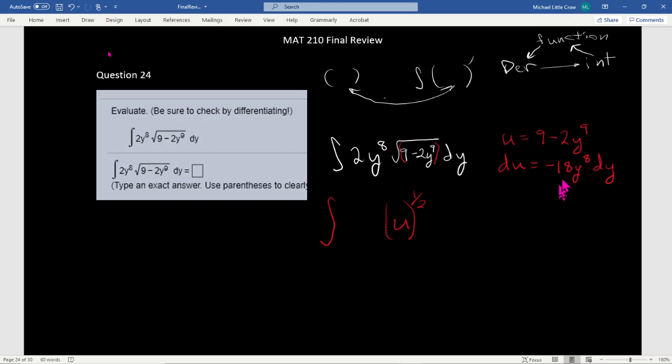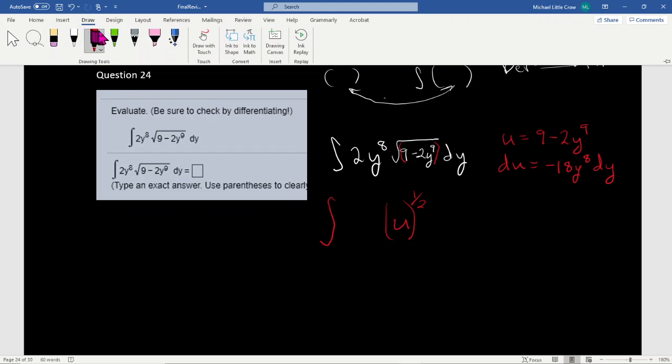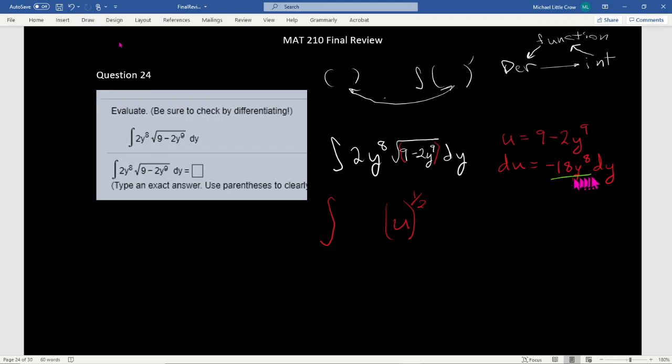DIY is what, do it yourself? Yeah. But also we are doing it ourselves. So then what we do is, just to kind of emphasize, we divide by negative 18y to the 8th, because what we want to do is substitute, because we got this dy right here.